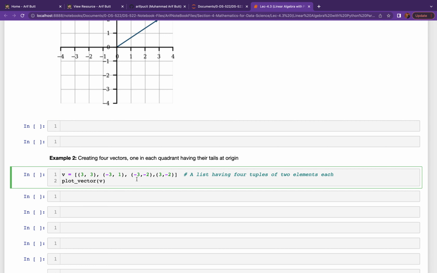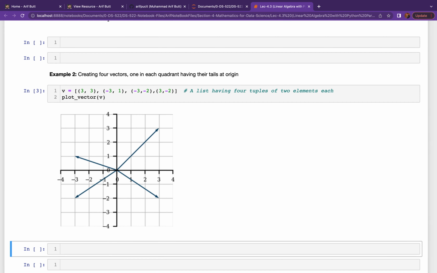In this example I am passing a complete list having 4 tuples, each representing a vector. Let me run it, shift enter. You see these are 4 different vectors. For example, this is vector 3, 3 in the first quadrant, and this is vector 3, minus 2 in the fourth quadrant.